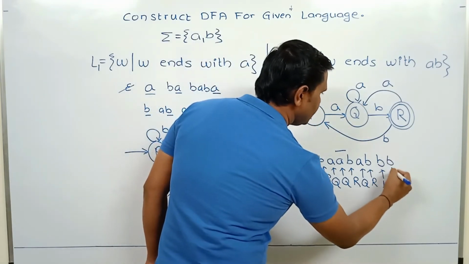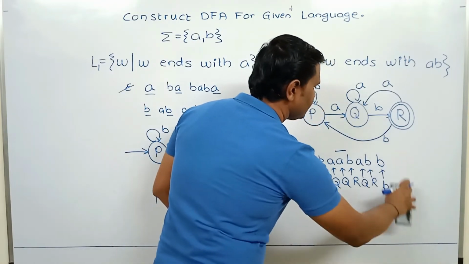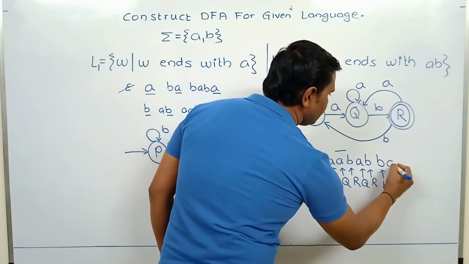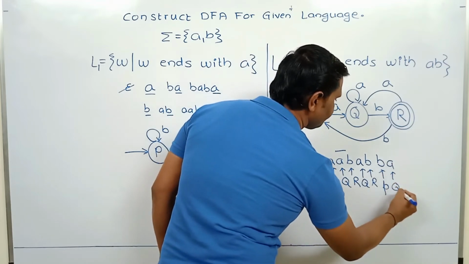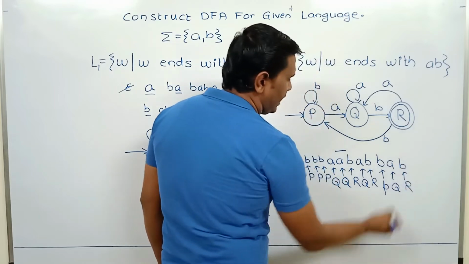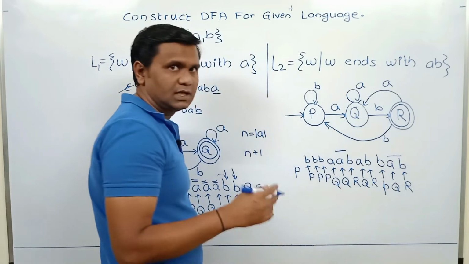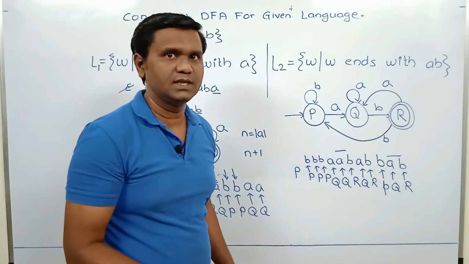If B comes, it will go, while in P, if A comes, it goes to Q, and if B comes, it will go to R. Again here, if the string ends over here, it will be accepted. Otherwise, we have to continue processing the string.